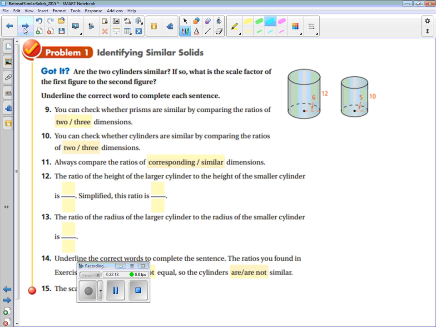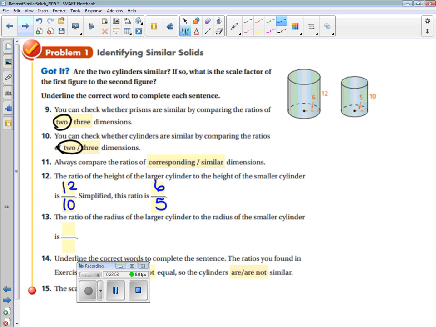2. Okay, so I can actually check by looking if 2 of the dimensions have the same ratio. So, what is the ratio of the height of the large cylinder to the height of the small cylinder? So the height would be 12, so it'd be 12 over 10. Don't those correspond? The height, right? They correspond. Does that reduce? By 2? 6 over 5. Good. How about the radius?